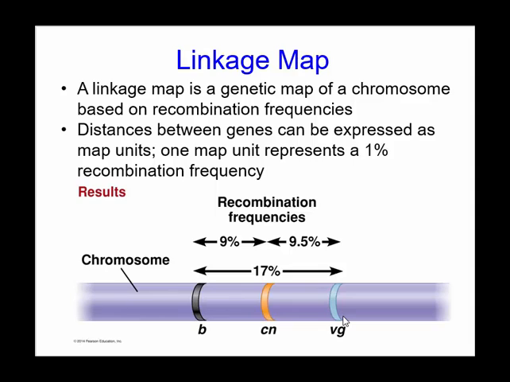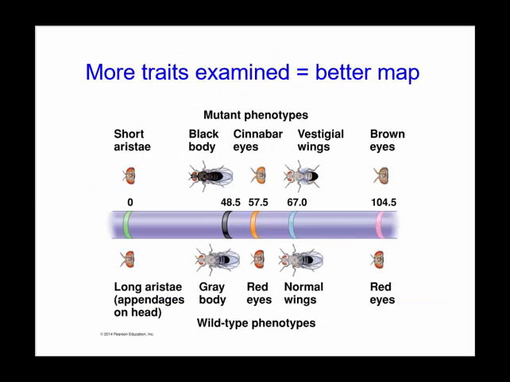You're trying to get smaller ones. So this 9 and 9.5%, that's going to be more accurate. So you're trying to get things as close as possible to get a better estimate of where these things are relative to one another. That's an important thing. We don't know the exact physical location, but we know relatively where they are compared to one another. So the more traits you examine, the better your map is.